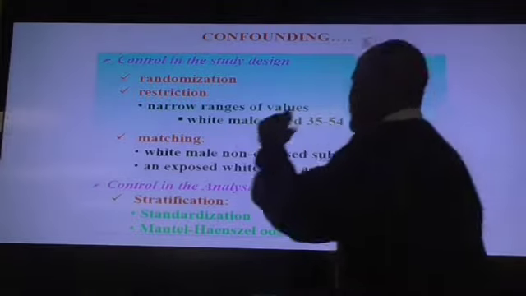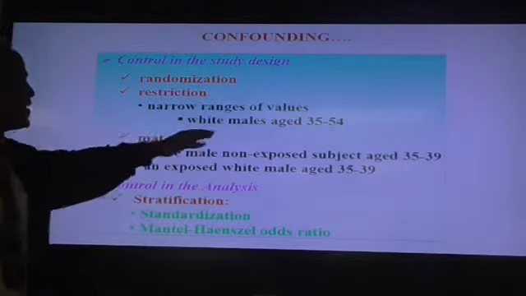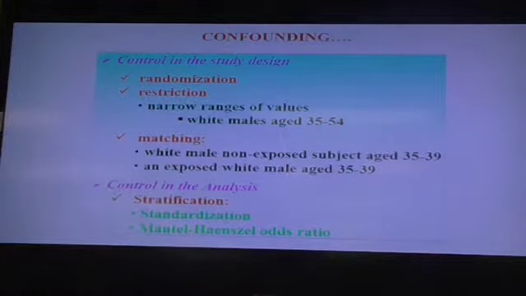As I said, in the design, you can randomize your study population so that you have a fair distribution of that variable in both the control and the exposed group, or in the treatment and control group. By randomizing, you have almost equal levels of that confounding factor in both control and study group. You can also restrict that factor to a narrow range of values. Here I put, for example, white males age 35 to 54. So you limit your study to that group.